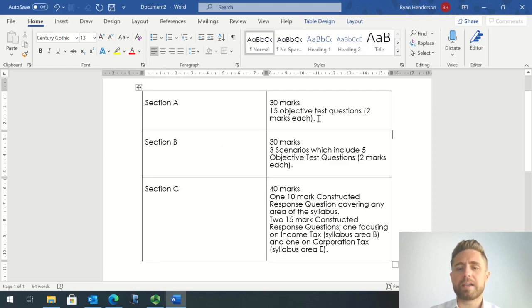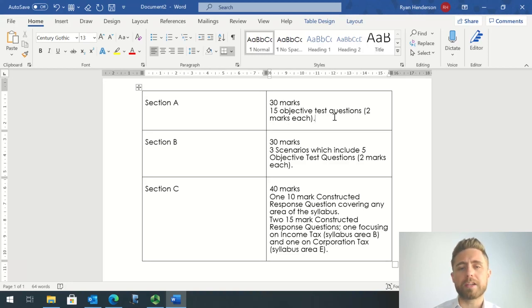Section A is made up of 15 objective test questions. Now, these 15 objective test questions are smaller questions and they are worth 2 marks each. So they are not big questions, but they can zap up some of your time if they involve quite a lot of calculation. So you need to have practiced as many of these OTQ questions as possible before the exam so that you are prepared and you understand how to answer those questions.